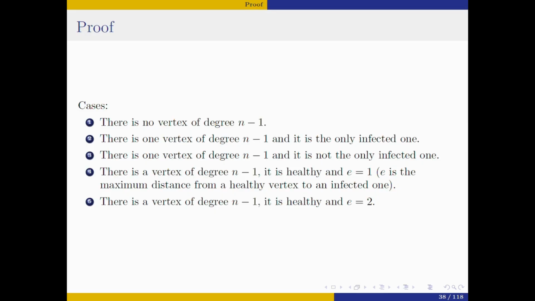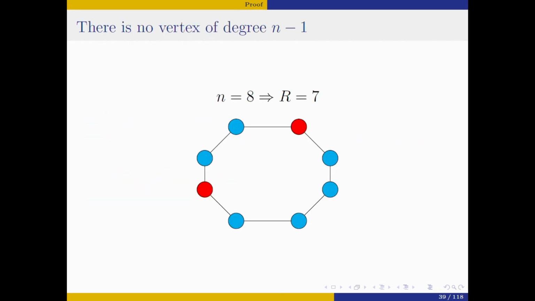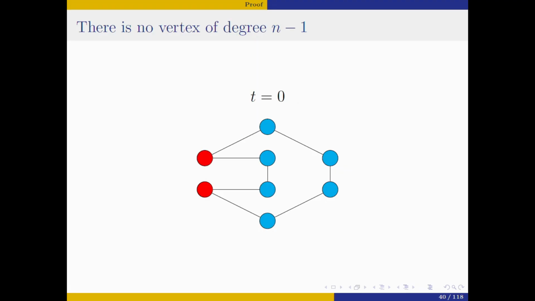Let's move on to the proof of this theorem. Mankiewicz performs this proof in 5 cases, which we will see next. The first case is where there is no vertex of degree n minus 1. In this example, we have a cycle of 8 vertices, and therefore our constant R will be equal to 7. I decide to arrange this graph in this way to better visualize the behavior.